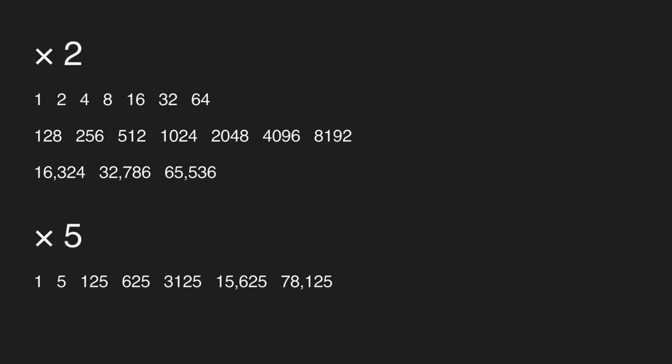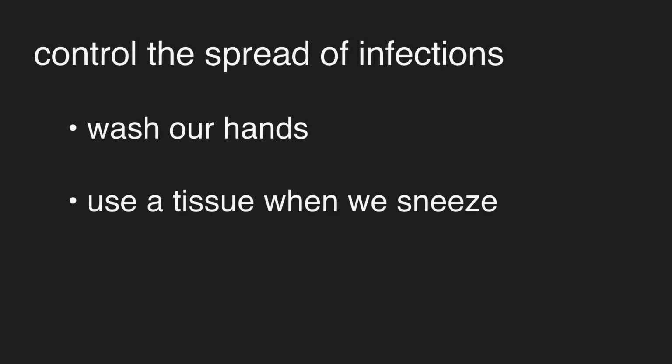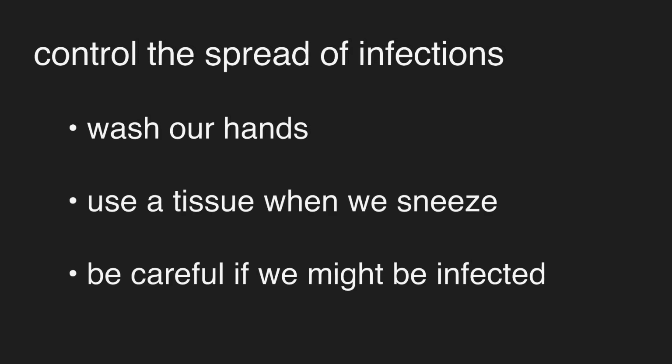This may sound a little scary. Nobody wants viruses to be multiplying like this. However, armed with an understanding of how viruses multiply, we can also understand how infections spread, because the pattern is very similar. We can help stop infections spreading as fast by being careful. We wash our hands. We use a tissue and throw it away afterwards when we sneeze. And we're careful about how close we get to other people if we might be infected.